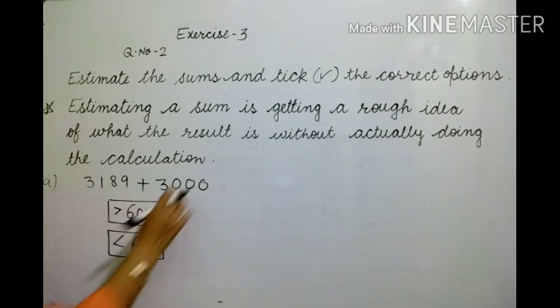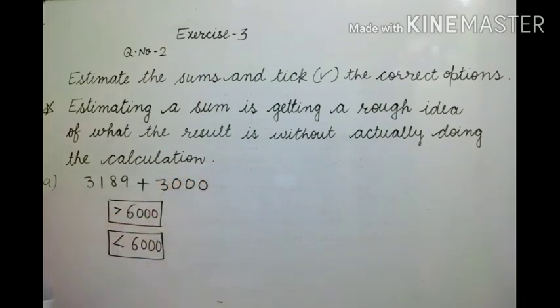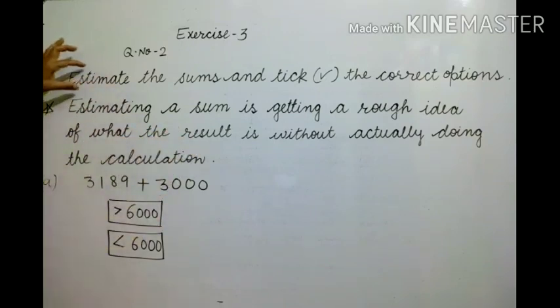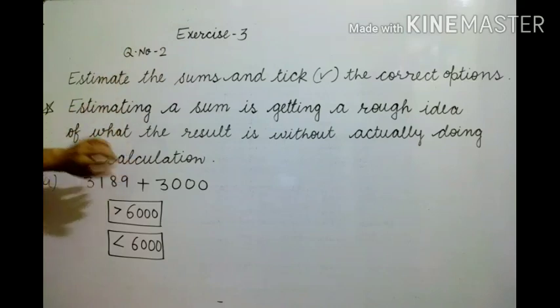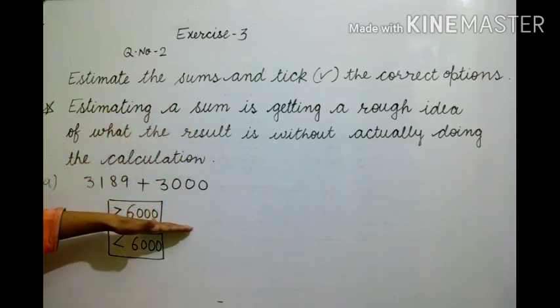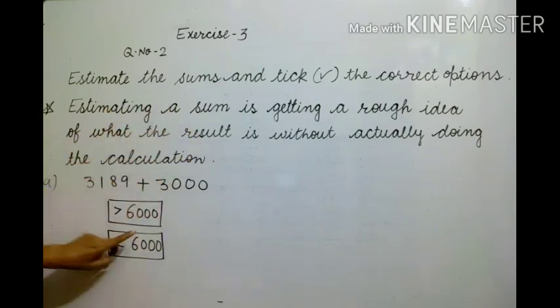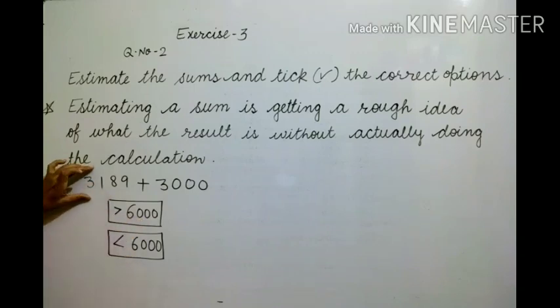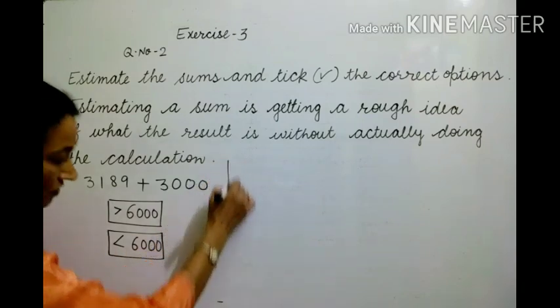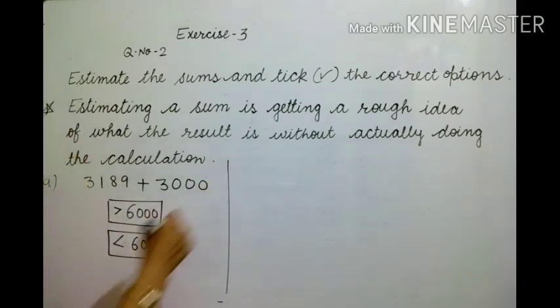The question is given: two numbers we have to add. What is the question? Estimate the sums. It means we will take out a rough idea, estimating the first number, estimating the second number, then we will add. Then we will see whether the answer will come 6000, and whether the actual answer after addition will be greater than 6000 or less than 6000. We will find out. Let's learn how we will check.